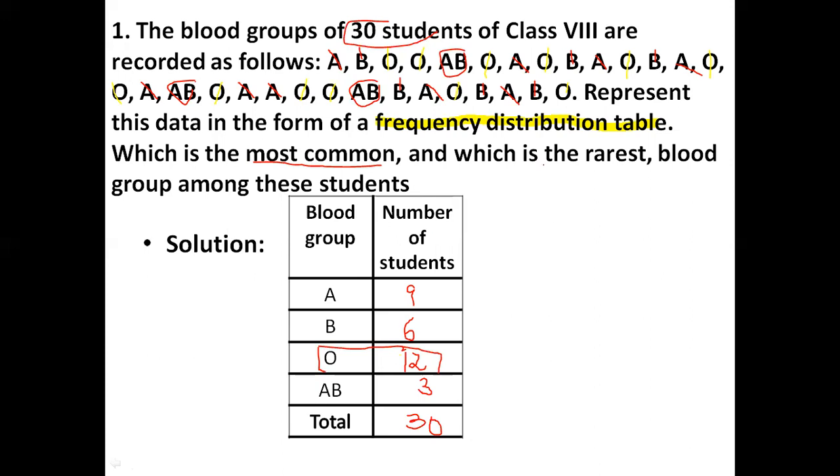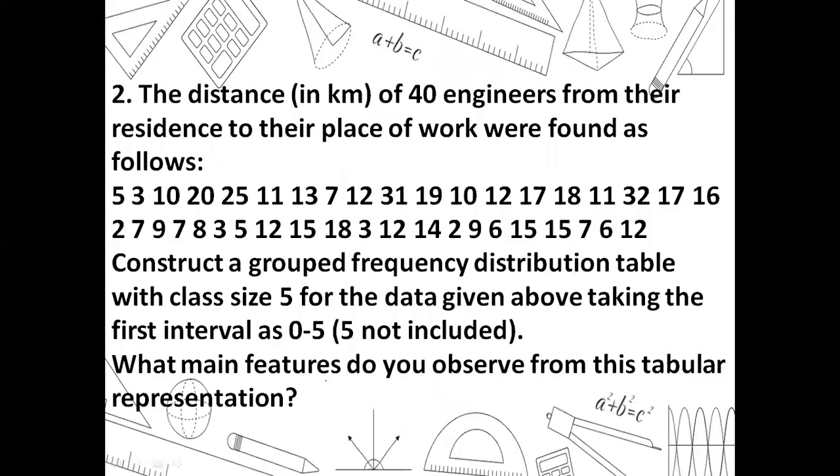And which is the rarest? Rarest means the blood group that very few students have. So the blood group having very few students is AB. It has only 3 students. So the most common will be O and the rarest will be AB. Let us go to the next problem.